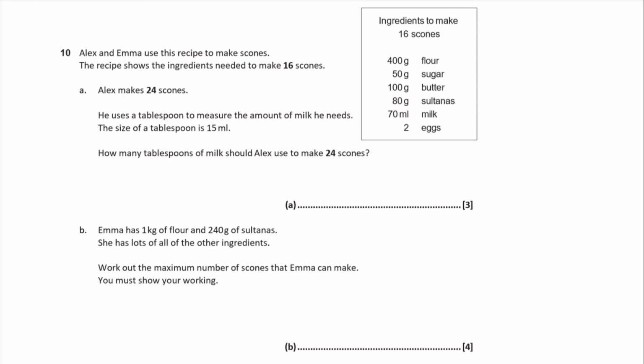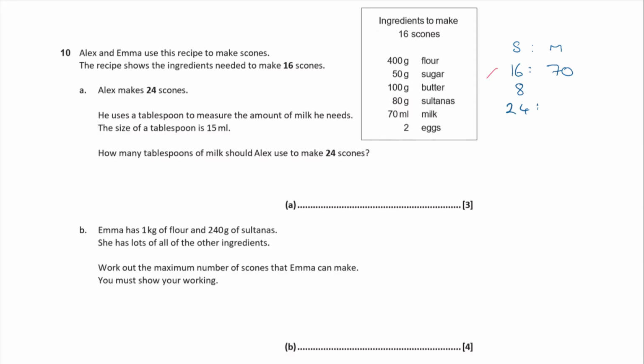So I've got a recipe here for 16 scones. And for 16 scones, how much milk do we need? We need 70 milliliters of milk. Okay, so 16 scones goes with 70 milliliters. So scones to milk is 16 to 70. Okay, so then what I want to do is get this up to 24 scones.